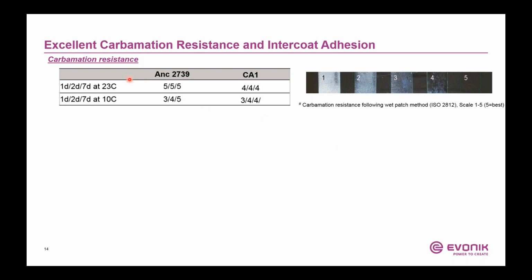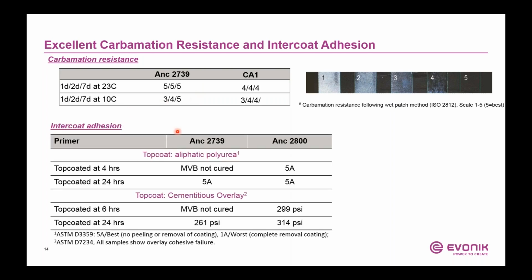So what you see here is the initial table, which is carbamation resistance. One of the properties for epoxy curing agents, epoxy coatings, is the carbamation. A lot of times what happens when you apply the coatings is that the amine side, the hardener side, can actually react with the CO2 from the air and cause a kind of whitening on the surface. And it leads to poor intercoat adhesion. So the data here is comparing 2739 to CA1. What you see is that, with 5 being really good, you get very good carbamation resistance with these new curing agents.